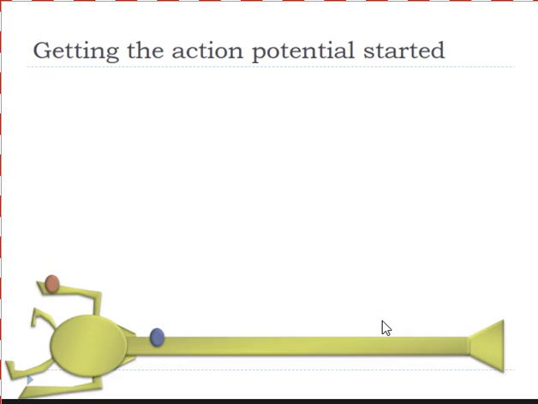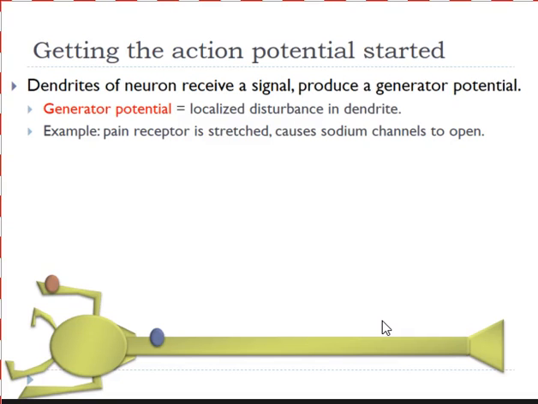Okay, so let's apply this and create this little model of a neuron. We'll start with getting an action potential started, our initial stage. We said we have sensory neurons. It doesn't have to be a sensory neuron, but let's go with that for now because it makes it easy. These sensory neurons have dendrites that are collecting some kind of signal.